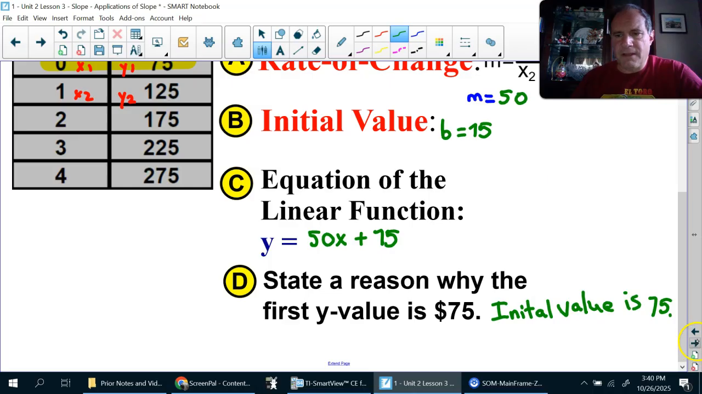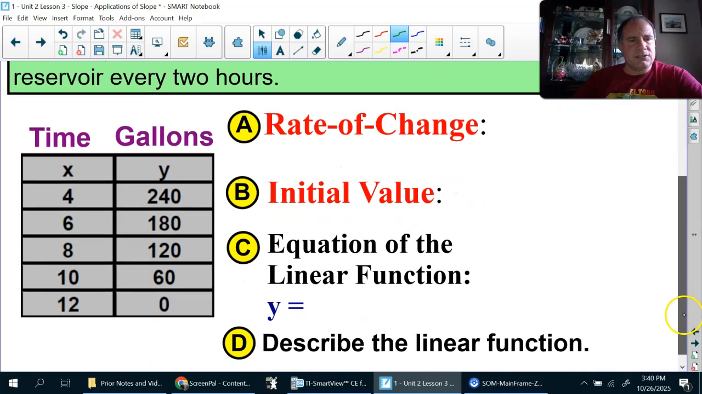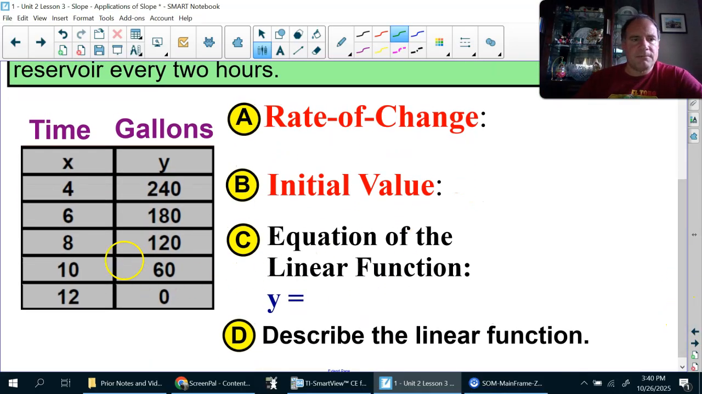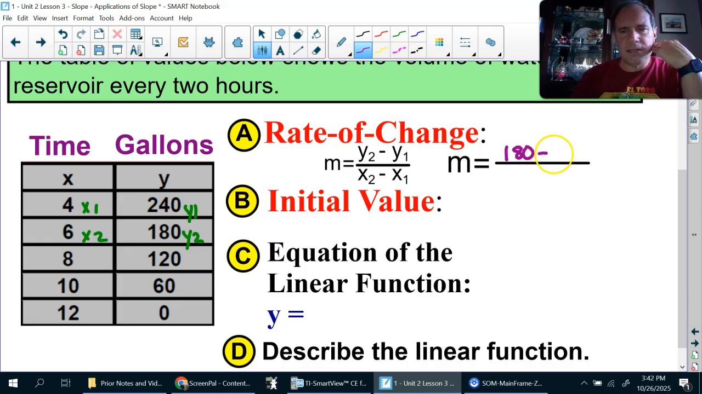The initial value is 75, so that's why it starts at 75. So write an equation that represents this. Okay, here we go. Rate of change. I'm going to start at x1, y1, x2, y2. And so I have my formula down, y2 minus y1 over x2 minus x1. My y2 is 180 minus 240, and it is x2 minus x1.